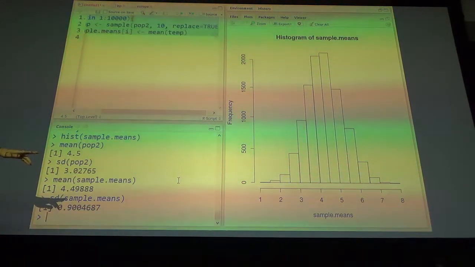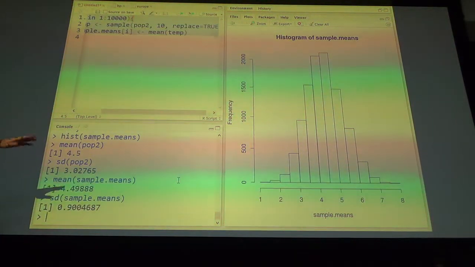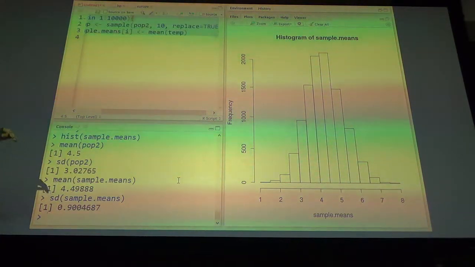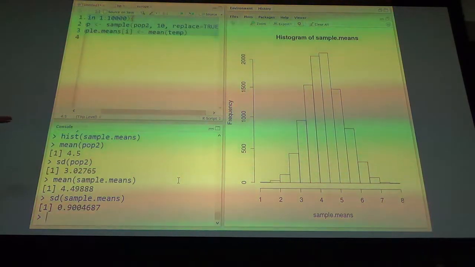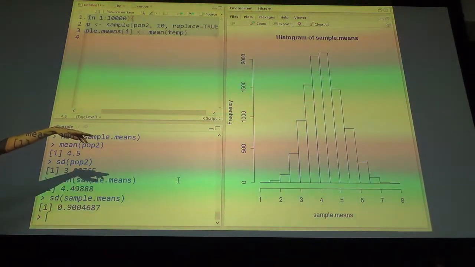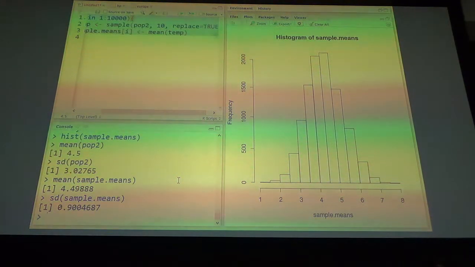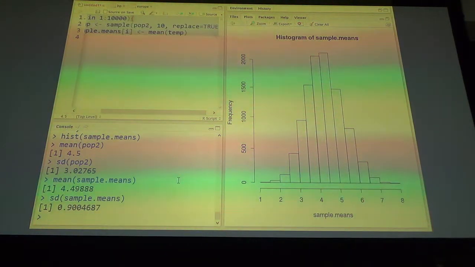And the shape of our sampling distribution doesn't look anything like the population. The population had this uniform distribution where each digit was equally likely. And what we're seeing here is that we're getting something that looks very normal.